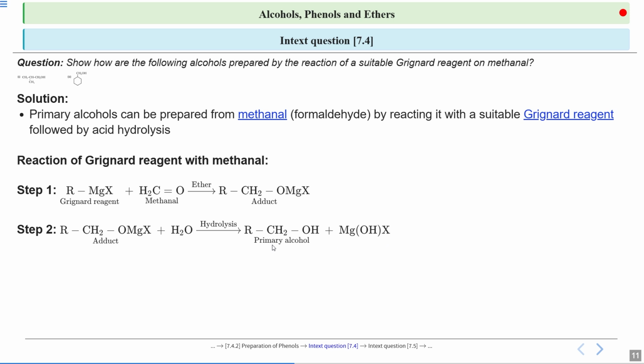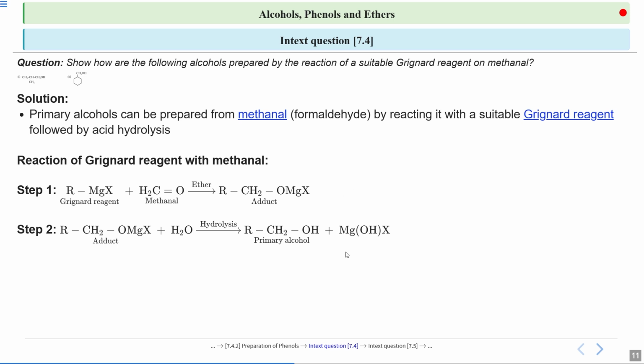Now see, whenever we are taking methanol, you get a primary alcohol. How is this alcohol primary? Because the carbon to which your OH group is attached is further connected by one carbon only. So this alcohol is a primary alcohol. This is how, by using a Grignard reagent followed by hydrolysis, you get a primary alcohol in the case of methanol. So these are the steps that need to be followed.